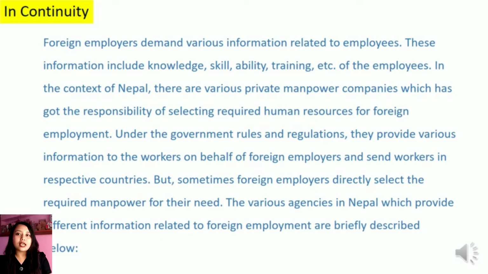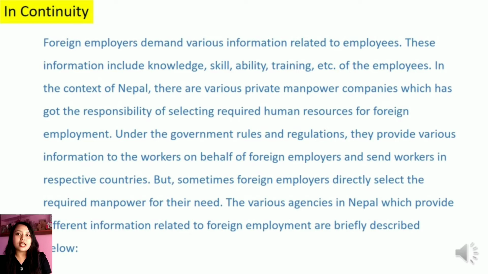And in the context of Nepal, there are various private manpower companies which have the responsibility of selecting required human resources for foreign employment. Now, from where will you get the chance to apply for foreign employment?